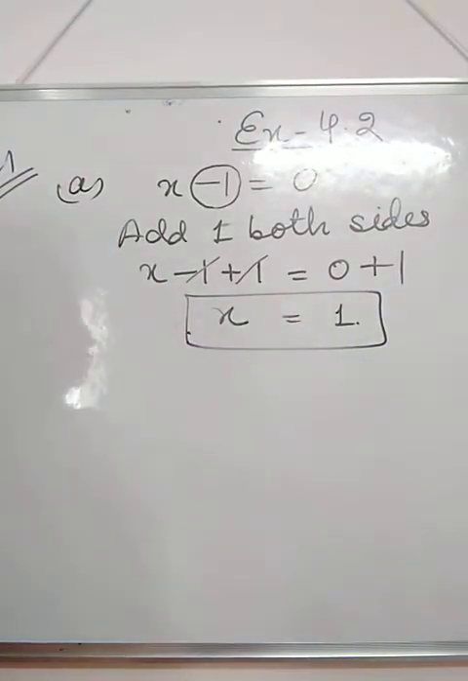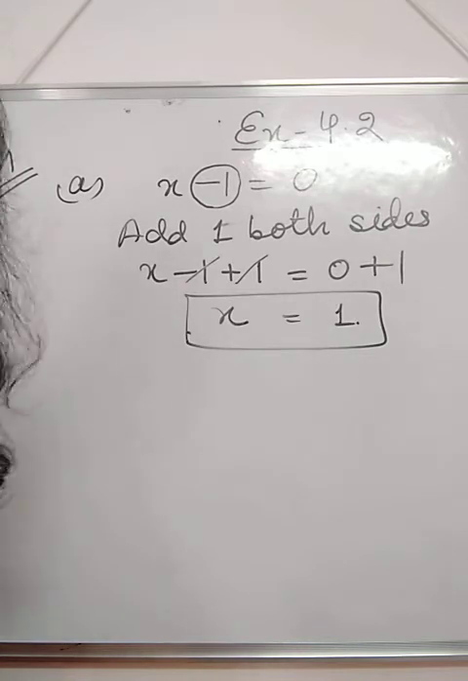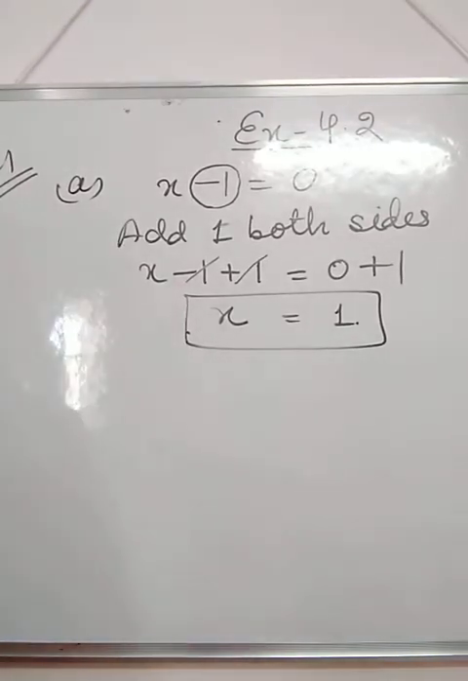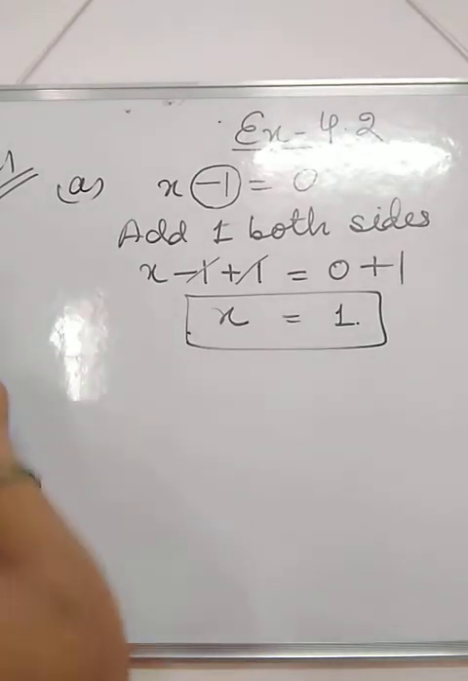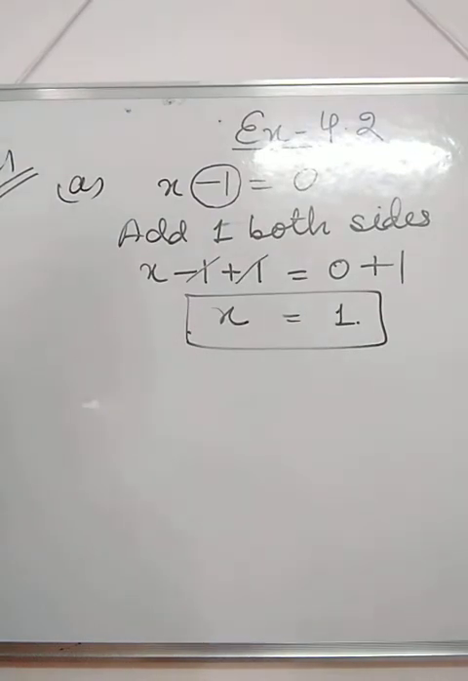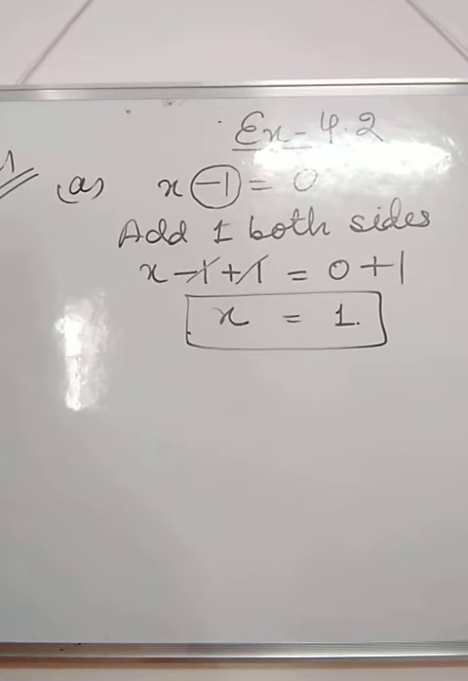So to separate the variable from the equation, we have to use the opposite operation which is given in the equation. Like minus, the opposite operation of minus is plus. So we have to add the number which was with the variable in the equation.